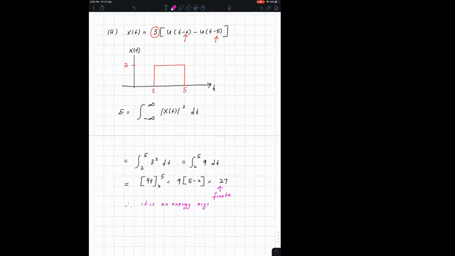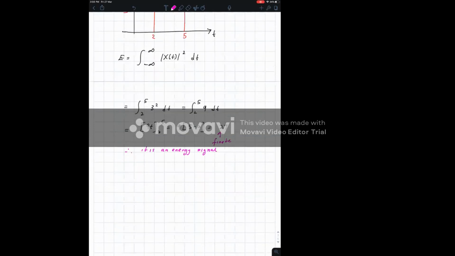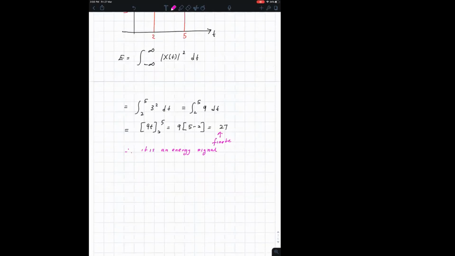It's unitless. Depends on the problem. It can be joule, kilojoule, or Newton. Depends on the real life problems. For now, it's just a number. It's a finite number. If you know how to integrate, if you know how to sketch this, no problems. You can do it.